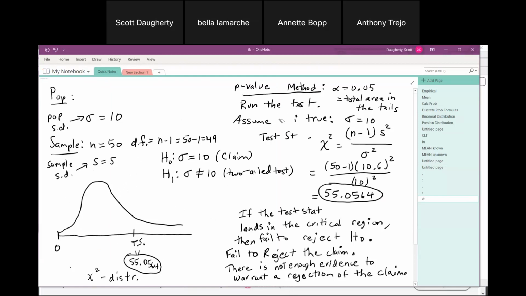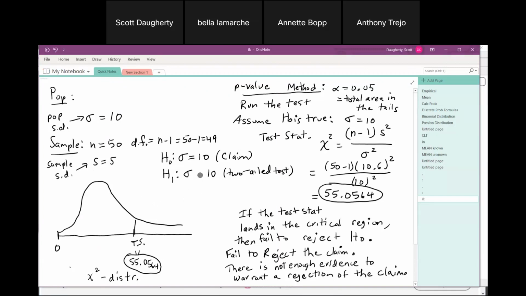Okay. So if you just run through everything we just did again, you run the test and then assume the null hypothesis is true. So you're saying sigma is 10, you're assuming it's 10. And then find the test statistic. Nothing there changes. We end up with 55.056. And now what's different with the p-value method is once you find the test statistic, then you're going to find the area from the test statistic either to the right of it or to the left of it.